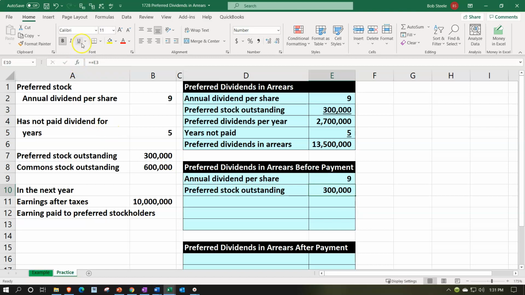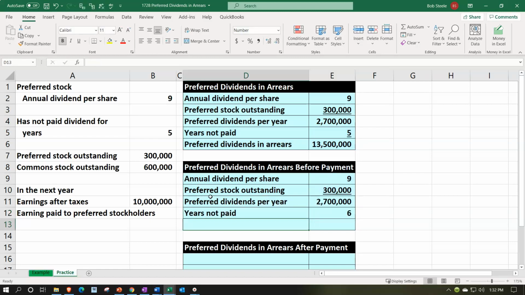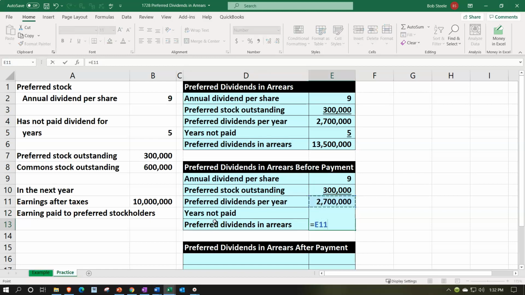Underlining that, font group and underline. That's going to give us the preferred dividends per year, which is going to be equal to 9 times the 300,000. And now the years that have not yet been paid include the current year, which is now the 5 plus 1, or 6 years at this point in time. Font group and underline, that's going to give the preferred dividends in arrears, including the current year, of the 2.7 times the 6. That's the 16.2.